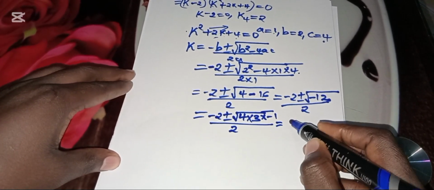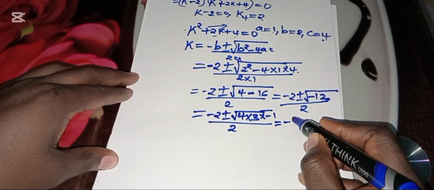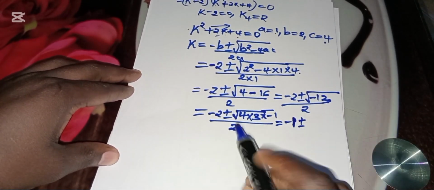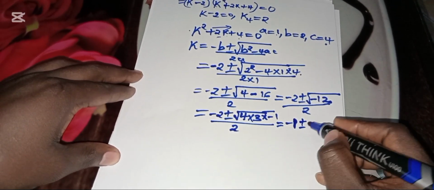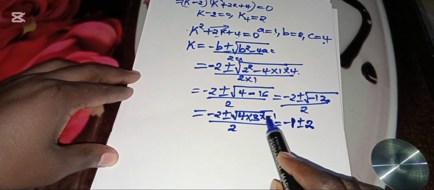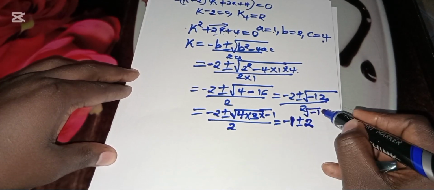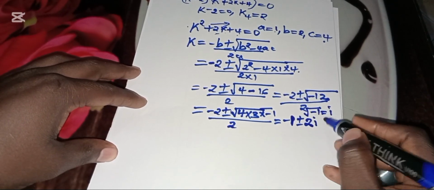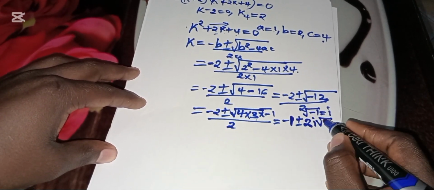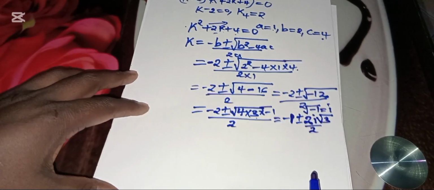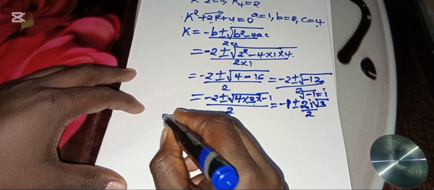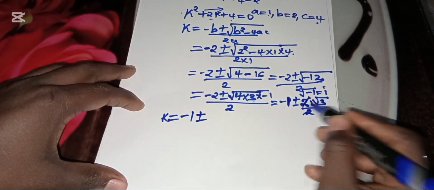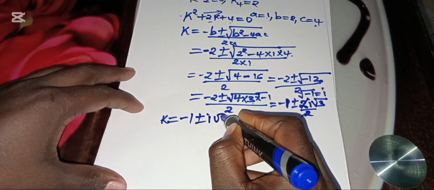So we're going to have negative 2 divided by 2, which is negative 1, plus or minus the square root of 4, which is essentially 2, and the square root of negative 1, which can be expressed as i. So we're going to have 2i square root of 3, divided by 2. So now you're going to have k equal to negative 1 plus or minus i square root of 3.